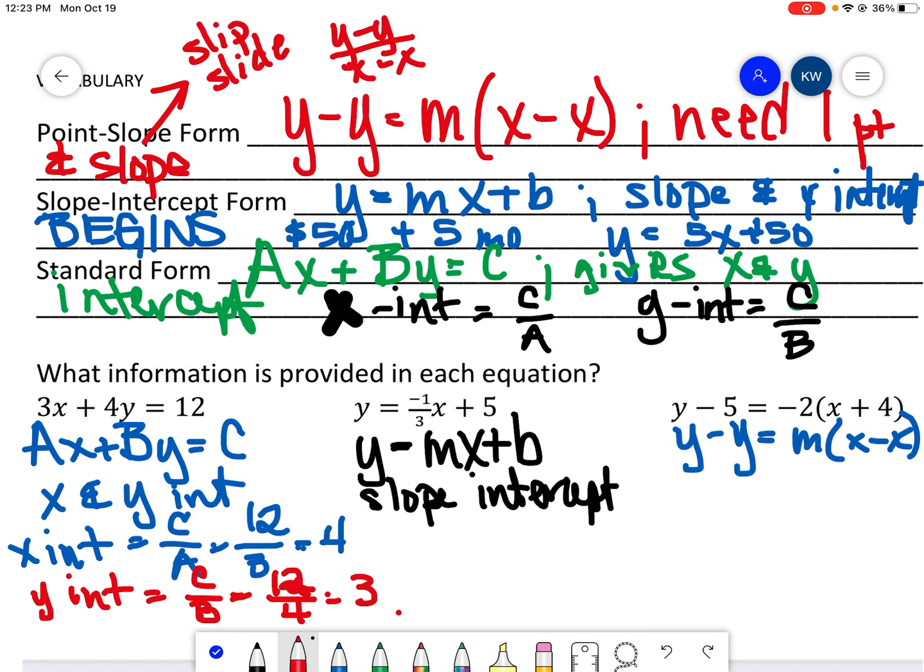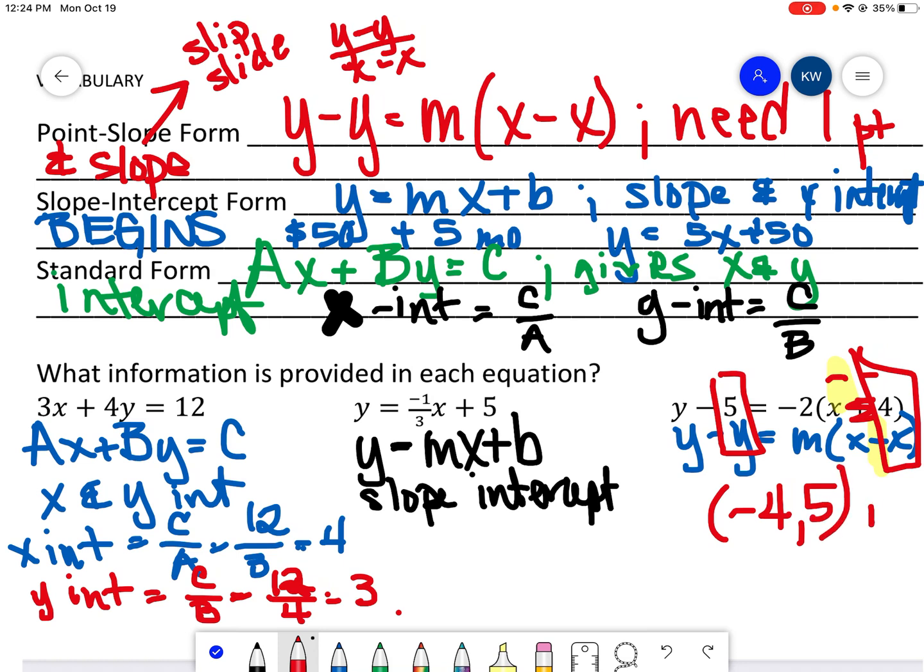What does this last equation give us? Well, it tells us that it's going to pass through the point where the y is 5, and we have to change our plus sign to a negative, because you can see this is a negative sign, and so this needs to be a negative sign. So it becomes x is negative 4 and y is 5, and there's a slope of negative 2.